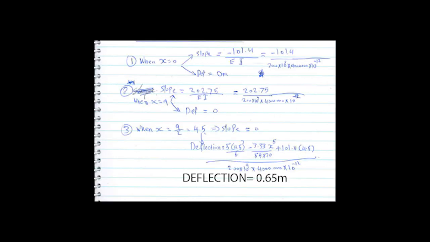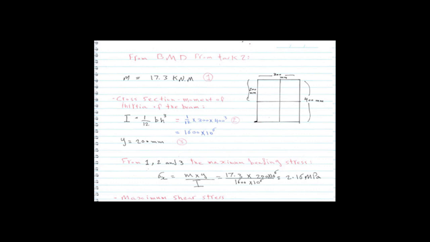And then I had to calculate the slope and deflection three times: when x equals 0, when x equals 9, and when x equals 4.5, which is in the middle of the span. And I got those answers. And this was task 2. For task 3, I had to calculate the principal stresses in plane, shear stresses, and failure planes of the profile structure.